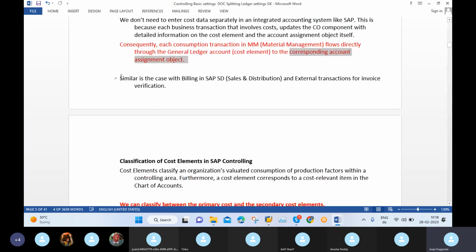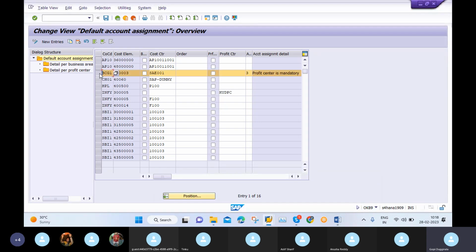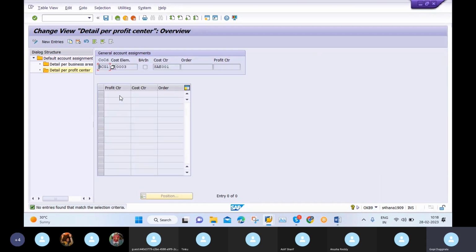Next, similar is the case with billing in SAP SD, an external transaction for invoice verification. Same. See, for example, in this area, we have cost centers and profit centers, right? Cost center at the time of invoice posting, FB60, and profit center at the time of sales invoice in FB70. So both we can map for this cost element in this screen.